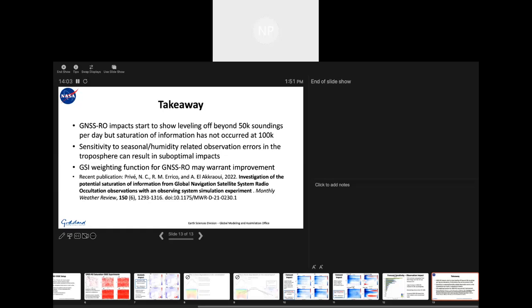And we have a recent paper that just came out, if you want to see this and many more plots and all the gory details. This just came out in Monthly Weather Review a couple months ago. So if you're interested, you can go ahead and check that out. That is the end of my talk.